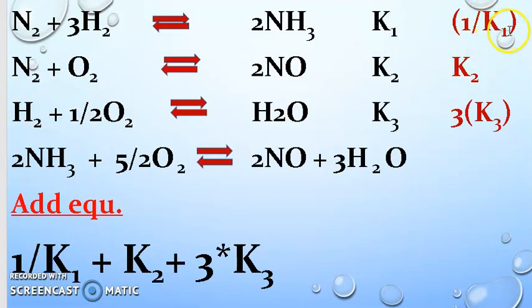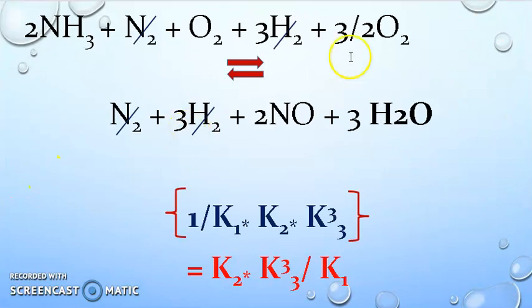See, 1 by K1 means what? It is a reverse reaction. So in the left side, 2NH3 must come, right? 2NH3 plus N2 plus O2, then H2 plus half O2, correct? So these are the terms that come on the left side, correct?